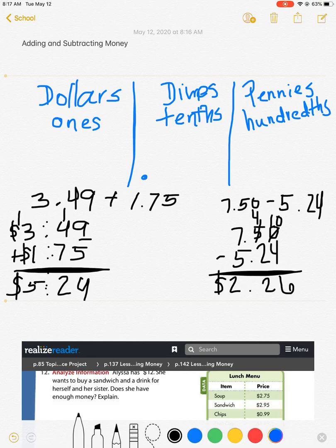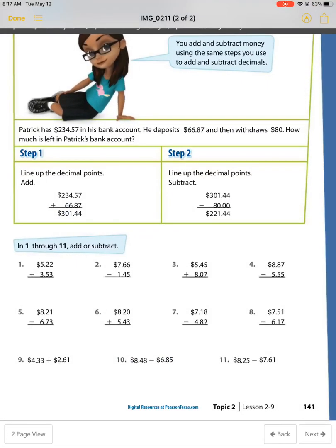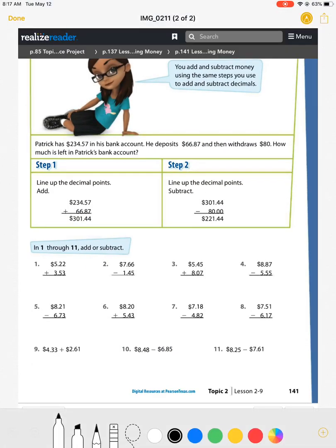Now let's go to our workbook page. Let's do a couple together. In 1 through 11, add or subtract. So a couple of these, the problems up here at the top are already lined up for us. So number 1, $5.22 plus $3.53.